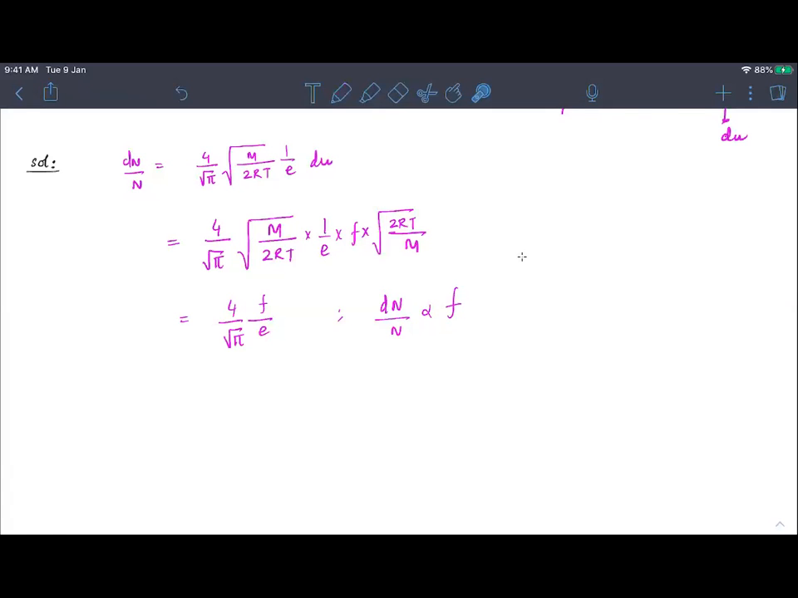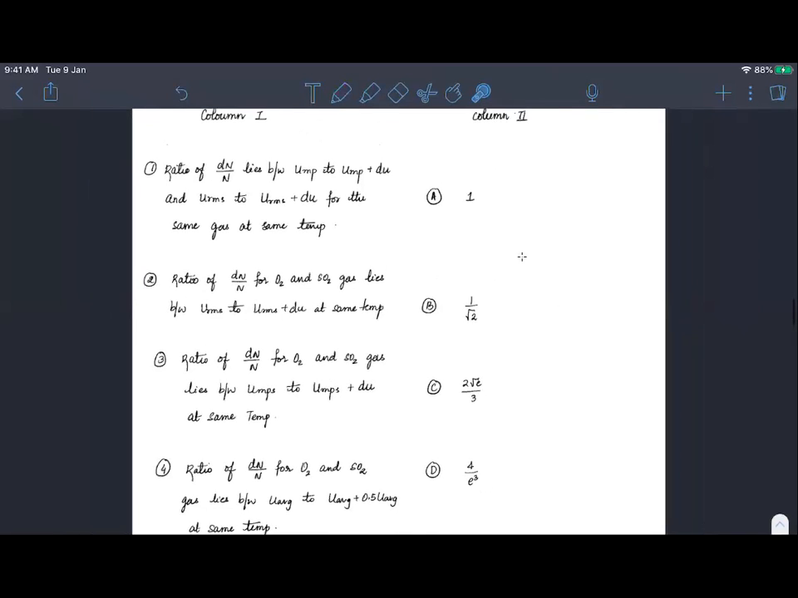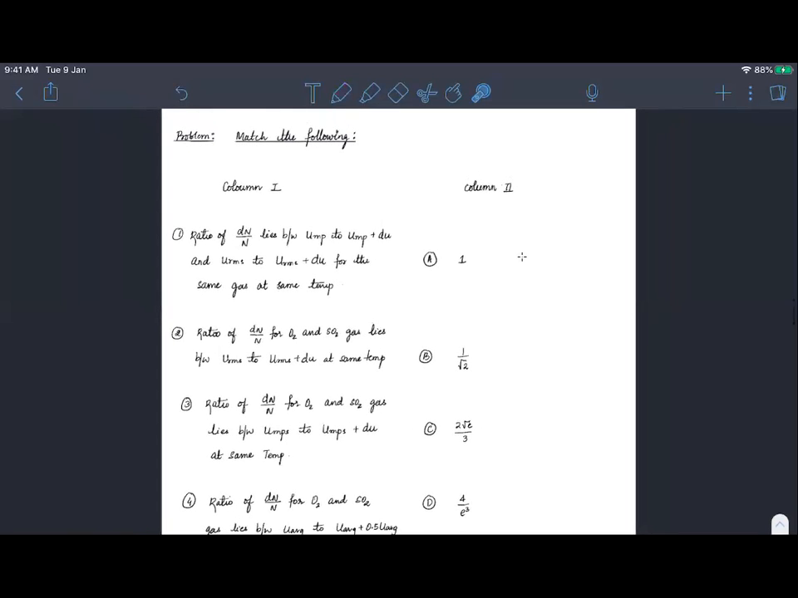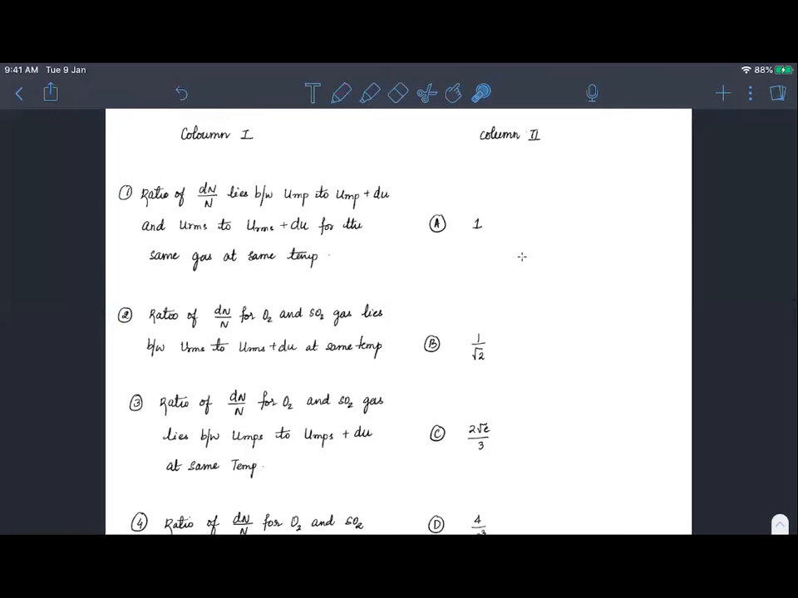Yeah, you guys understood that? Right. So this was one of the match the columns questions which was given in JEE before. See this and work carefully. You have to work out, I'll just give you the hint. You have to find out a ratio of dn by n lies between most probable to most probable plus du. This is the first one with RMS to RMS plus du.